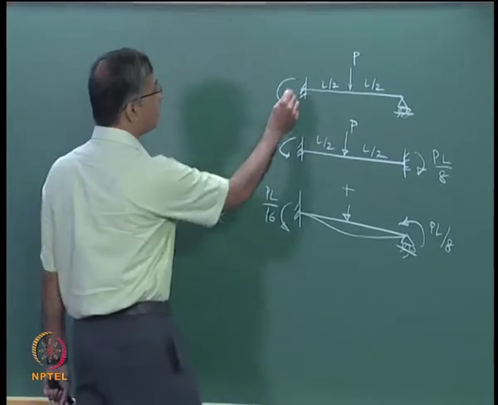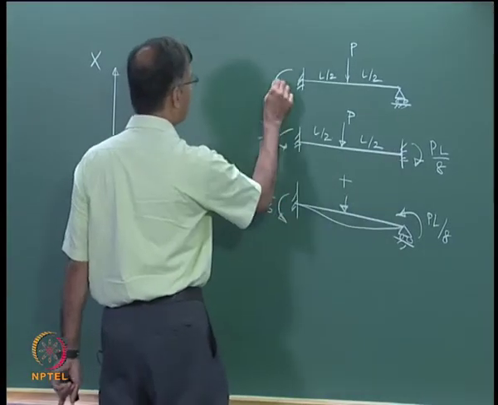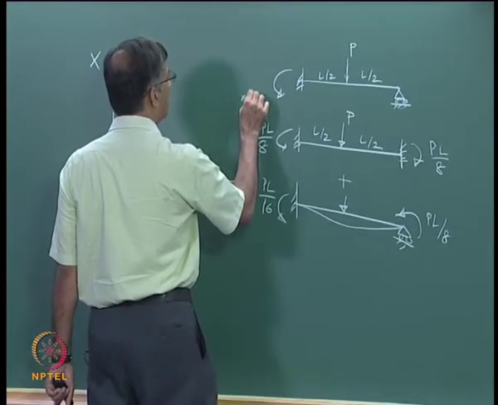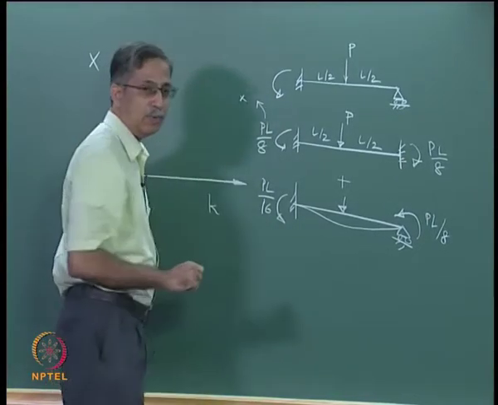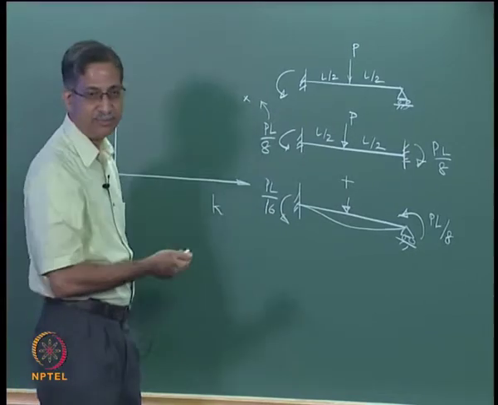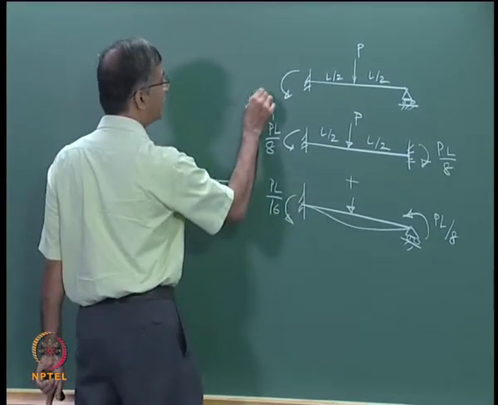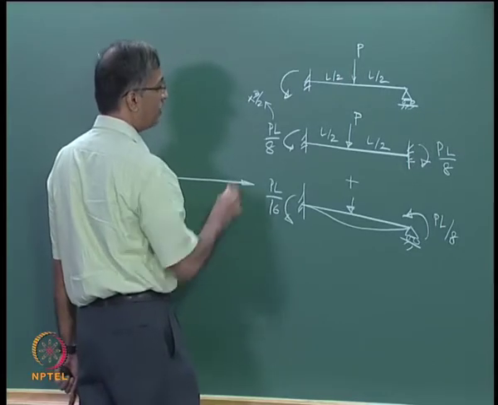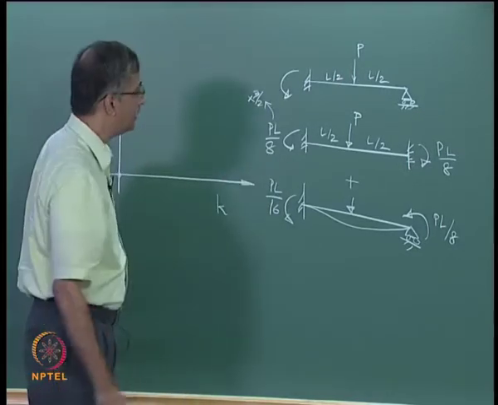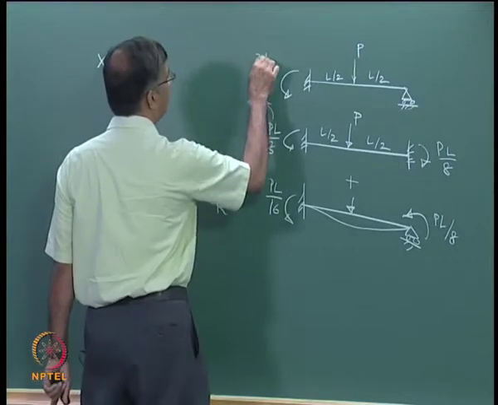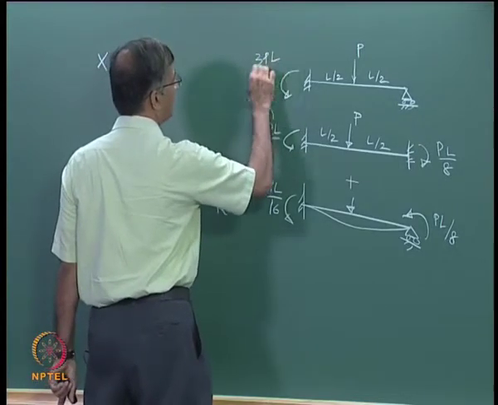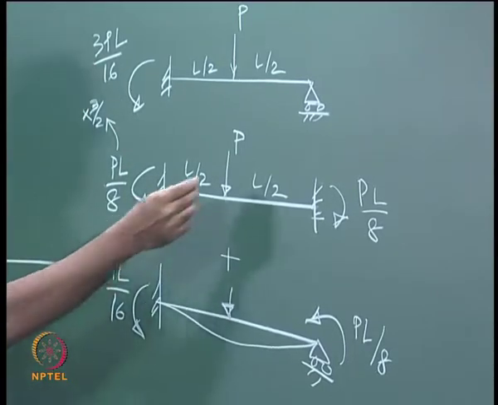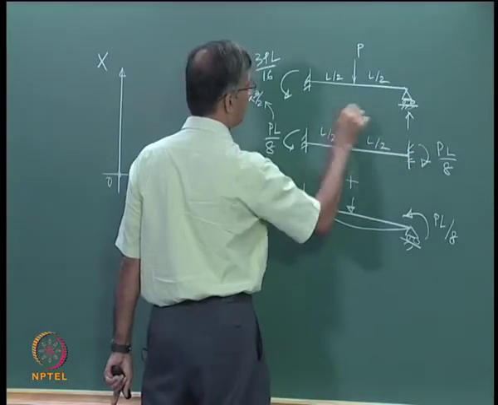So you will find that whenever you have a kind of symmetric loading, this value will always be this value into 1.5. It's 1.5 times the conventional fixed end moment. So how much will it be? 3PL by 16. And once you know this, you can find your reaction. How much will this be?